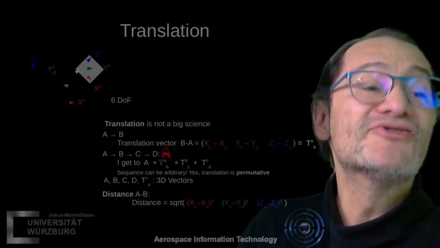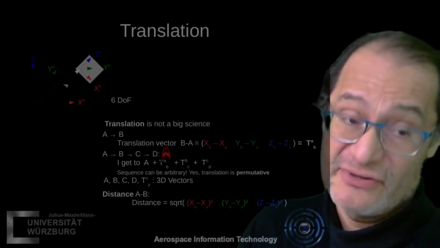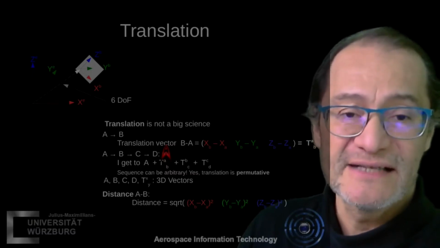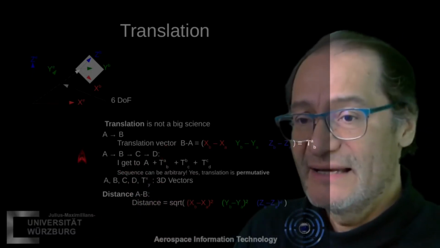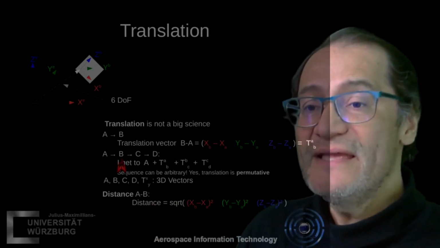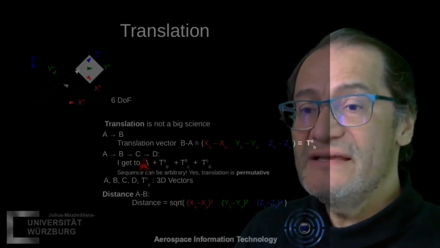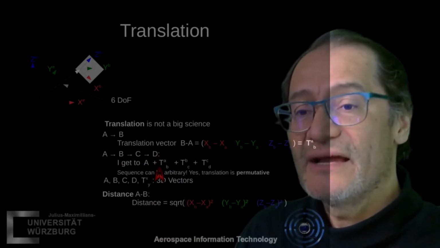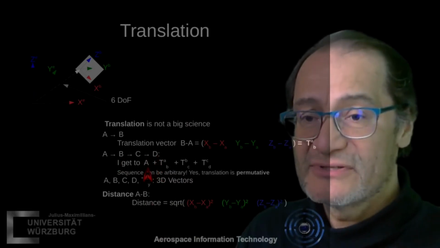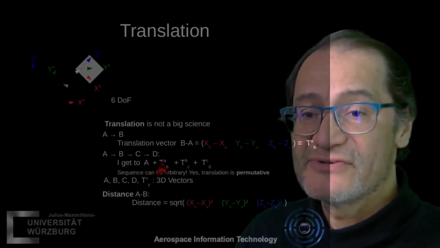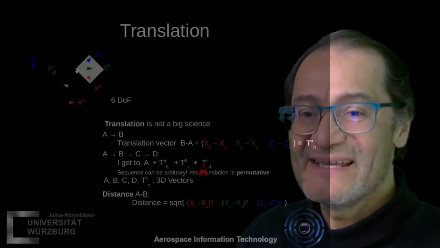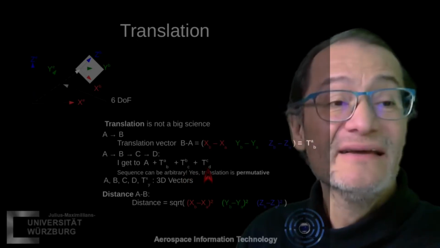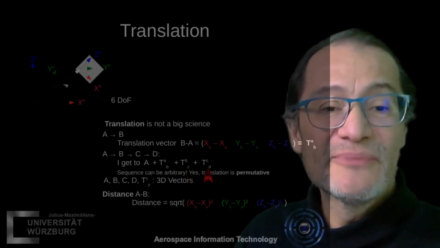I can have a chain of such translations. And then I have, for example, the translation from A to B, then from B to C, from C to D. And then I will have this beginning position, plus the translation from A to B, plus the translation from B to C, and the translation from C to D. And a nice thing is, this is commutative.